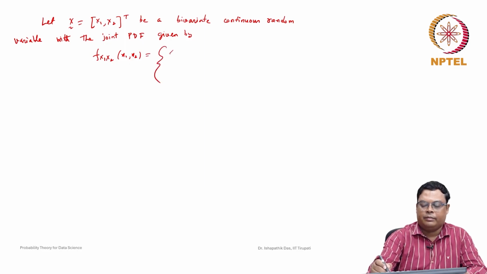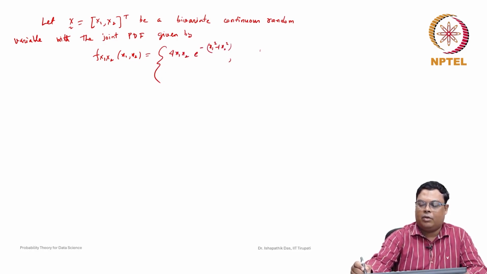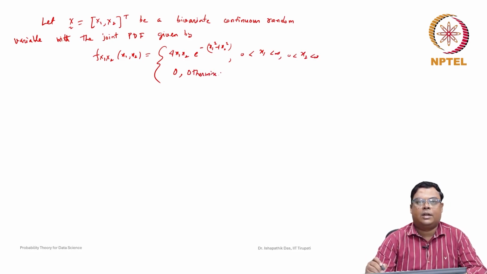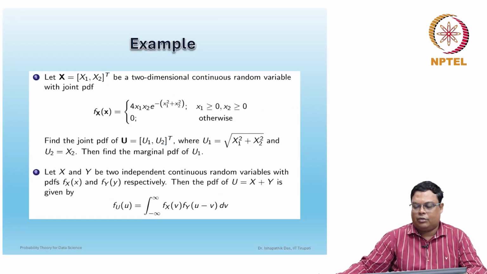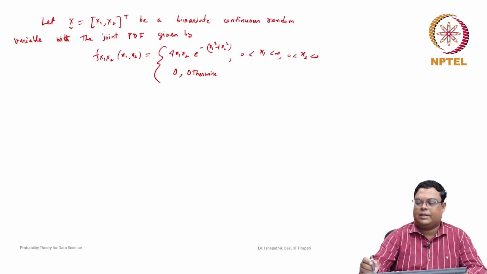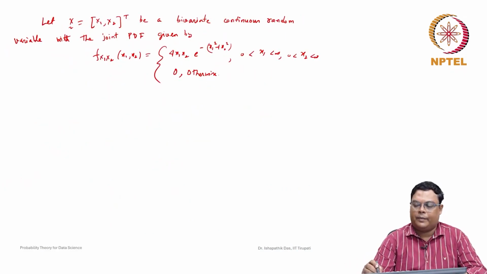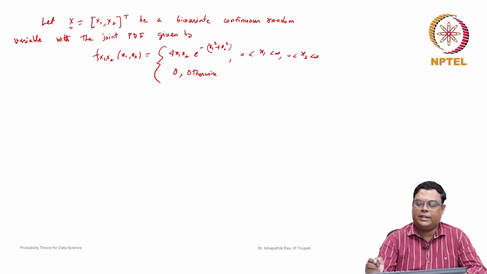is equal to 4 x1 x2 e to the power of minus (x1 square plus x2 square) whenever x1 is greater than 0 and less than infinity, x2 is greater than 0 and less than infinity, and 0 otherwise. So, I hope I have correctly written this. Because it is a continuous random variable, we can take greater than or equal to 0 or just strictly greater than 0, because at x1 = 0 or x2 = 0 this value is already 0.